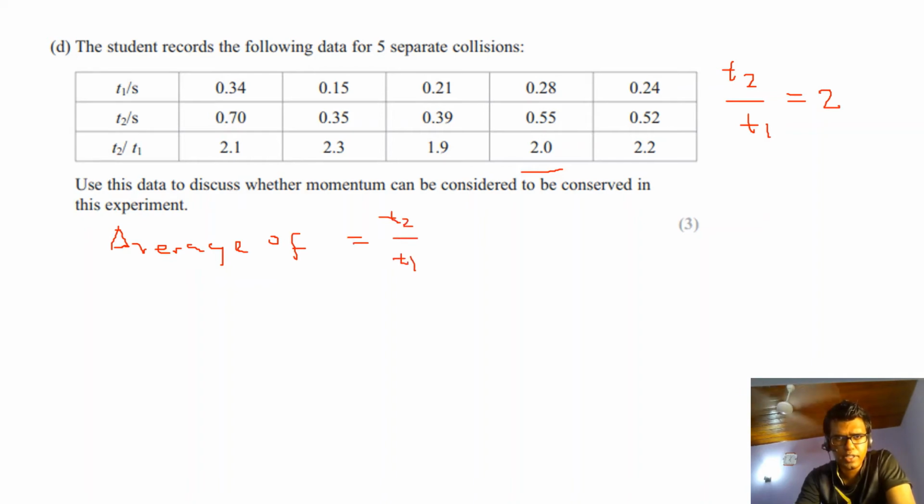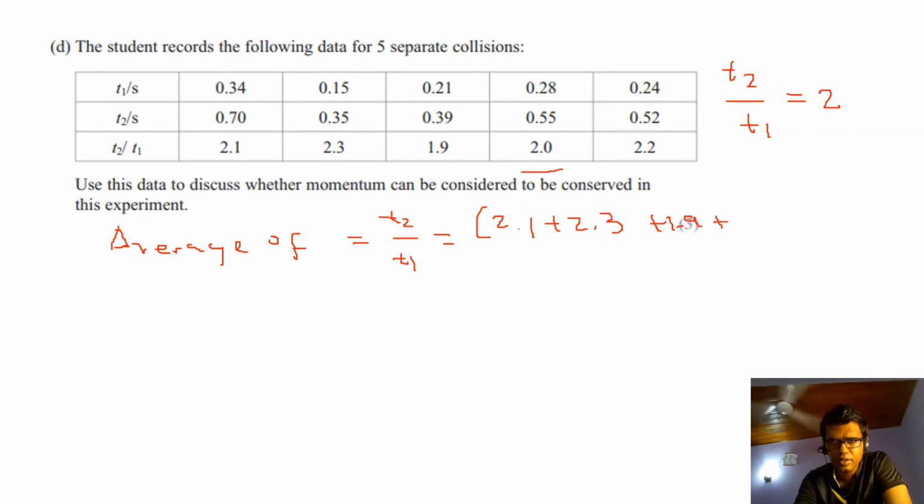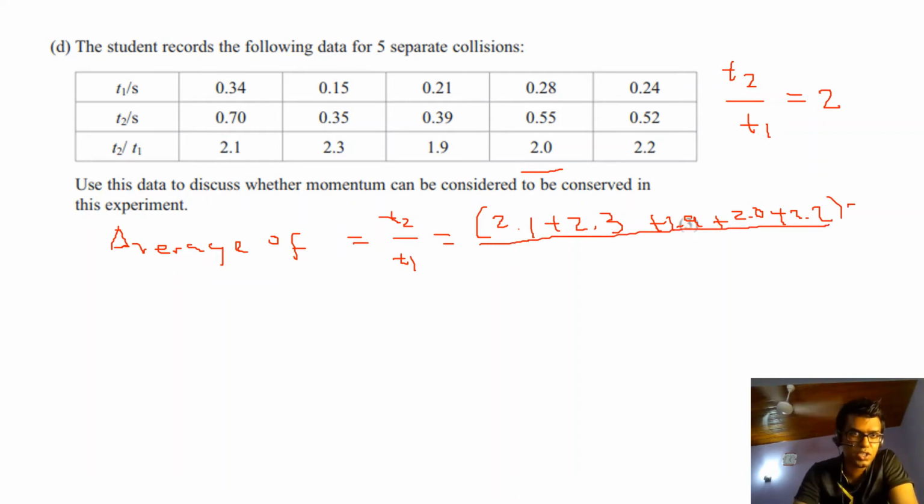The T2 over T1 ratio. How to find that? First, we need to check whether there are anomalous points. No anomalies, because most of the values are close. So we'll consider all the values: 2.1, 2.3, 1.9, 2.0, 2.2. These are a ratio, so there are no units. Divided by how many values? 1, 2, 3, 4, 5.